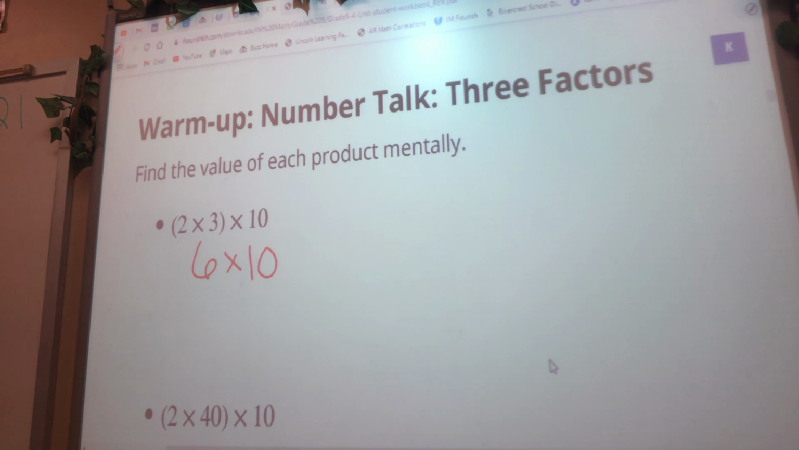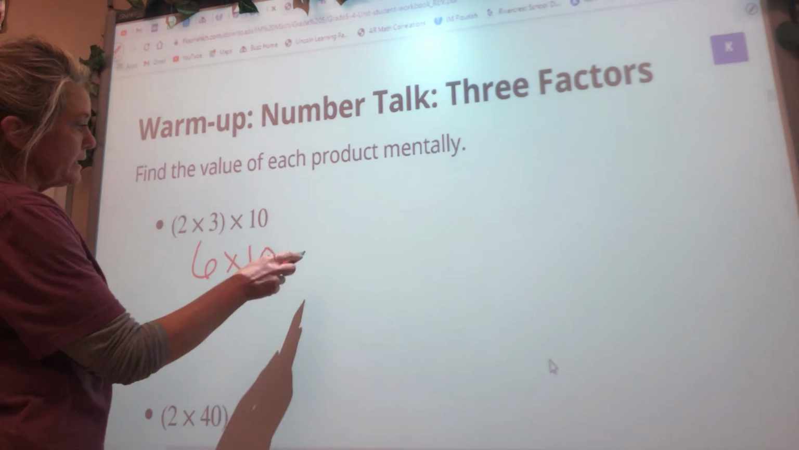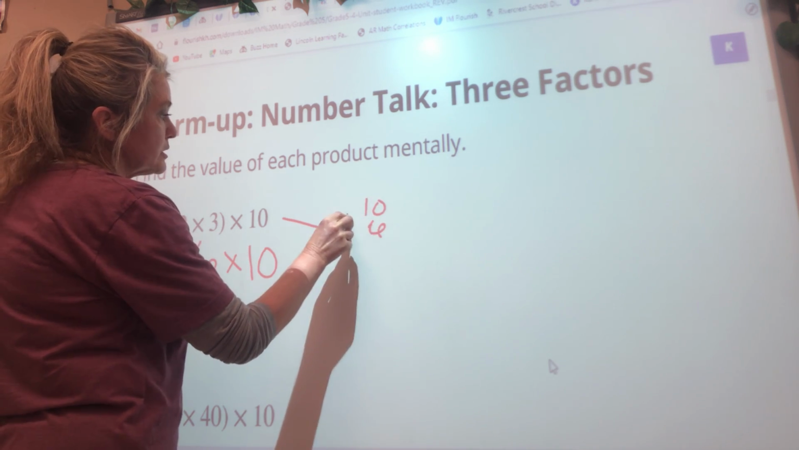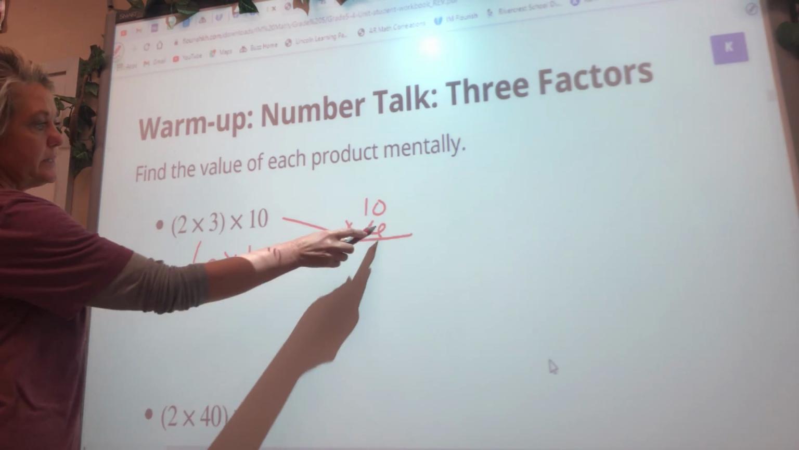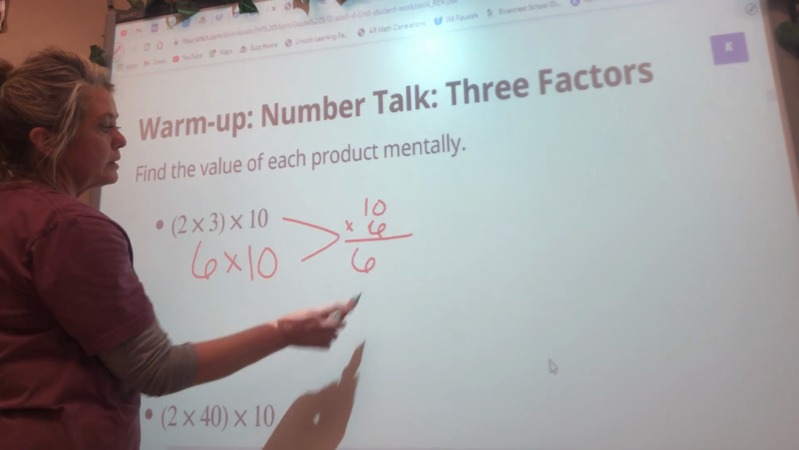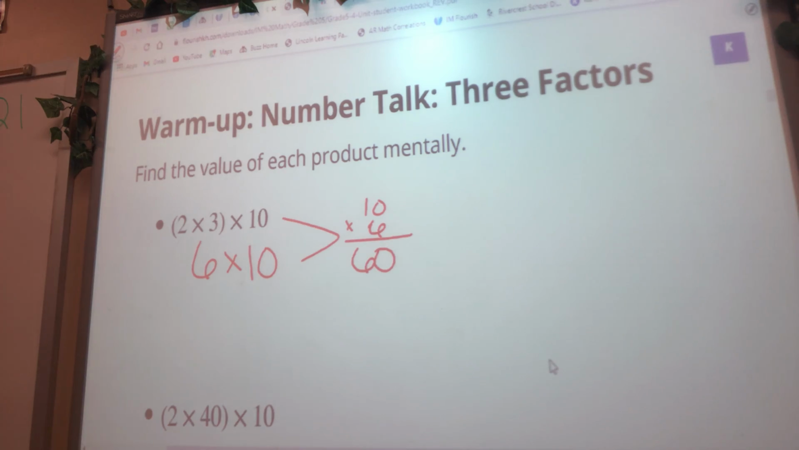Now, we know from powers of 10 or multiples of 10, we can do quick math. So we multiply the whole number parts that we see. 6 times 1 is 6. And then we're working with 1 multiple of 10.